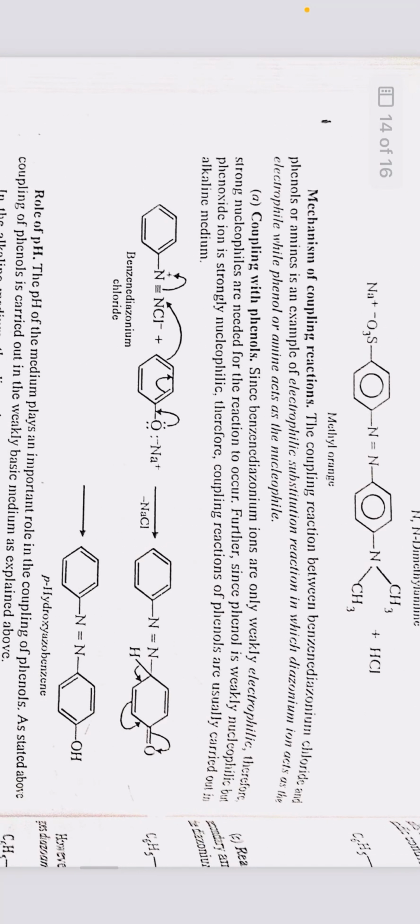Mechanism of coupling reaction. The coupling reaction between benzene diazonium chloride and phenols or amines is an example of an electrophilic substitution reaction in which the diazonium ion acts as the electrophile while phenol or amine acts as a nucleophile. Coupling with phenols. Since benzene diazonium ions are only weak electrophiles, strong nucleophiles are needed for the reaction to occur. Further, since phenol is weakly nucleophilic but phenoxide ion is strongly nucleophilic, coupling reactions of phenol are usually carried out in alkaline medium.